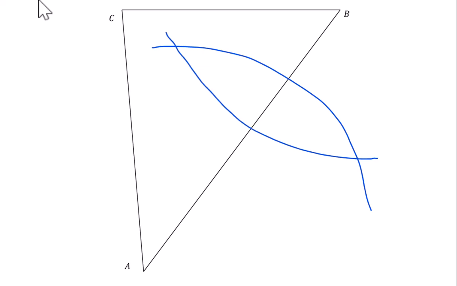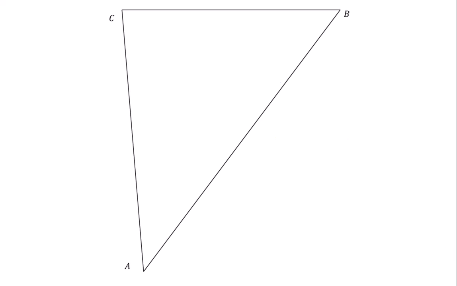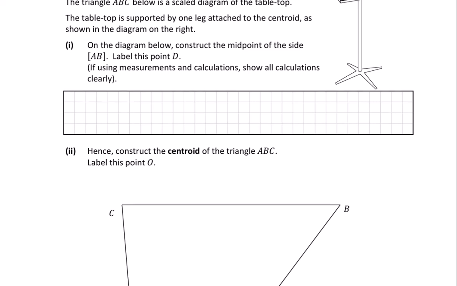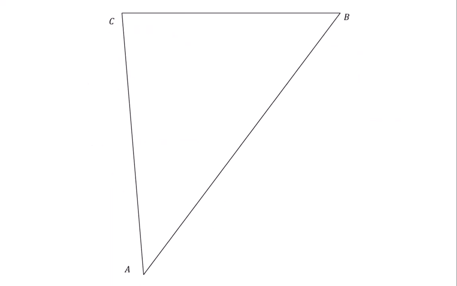Now I have that well off center, but you would then connect up those 2 points, and this would be your midpoint. Now this is clearly not the midpoint. I'm doing this freehand, so the midpoint would be maybe somewhere around here. And that's really it for the first part of this question, I think. Just construct a midpoint of the side AB, label the point D.